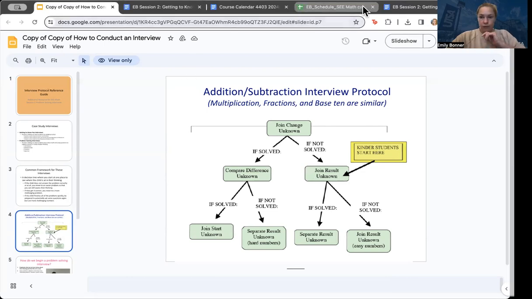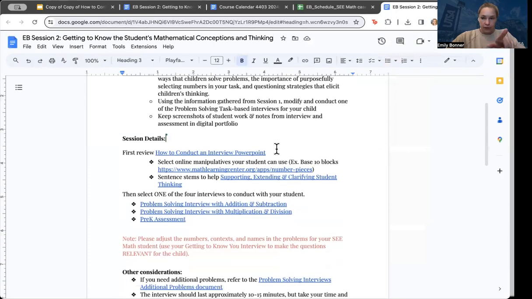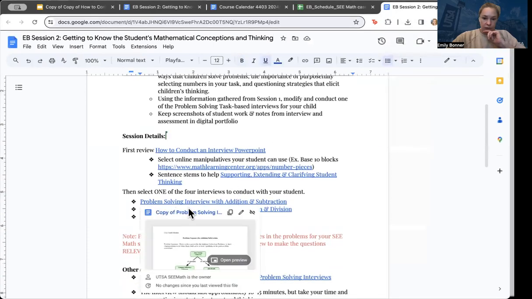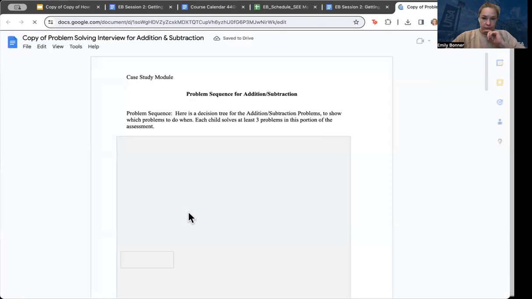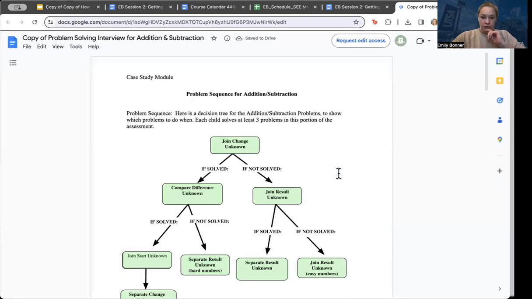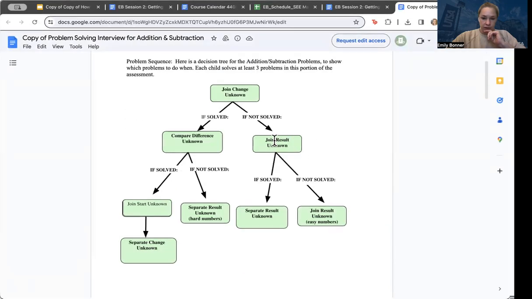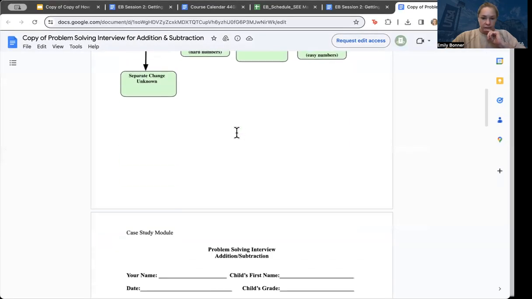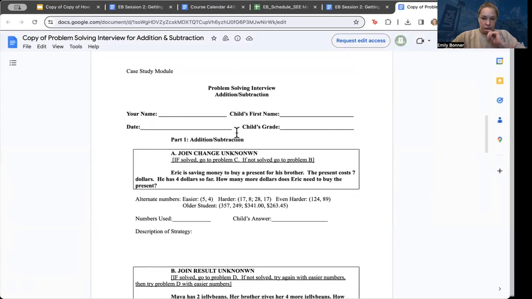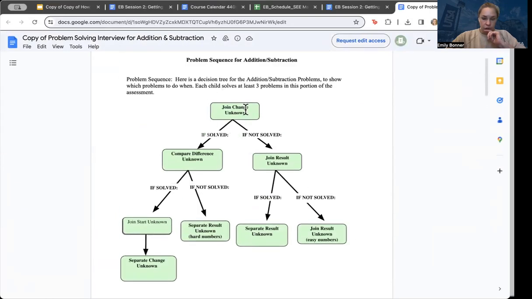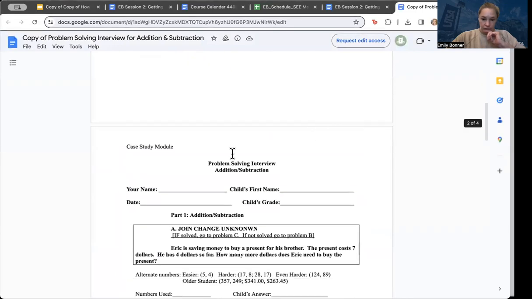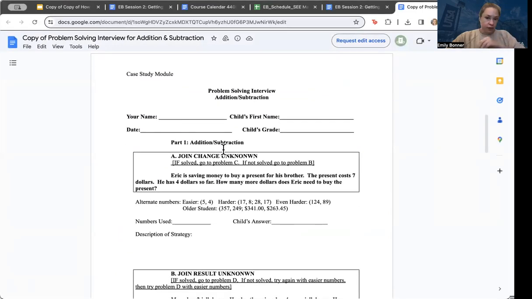I want to quickly go back and show you here. That was the addition subtraction decision tree. Now I'm going to click into the actual problem sequence here. You're going to see the tree again. Remember, this is where kinder students can start, or you can start here. And then these are the actual problems. Again, we're starting with join, change, unknown, which is the first one here. Everything is in order. It should be pretty easy to follow, though you'll want to go through it beforehand just to make sure you have a good understanding.